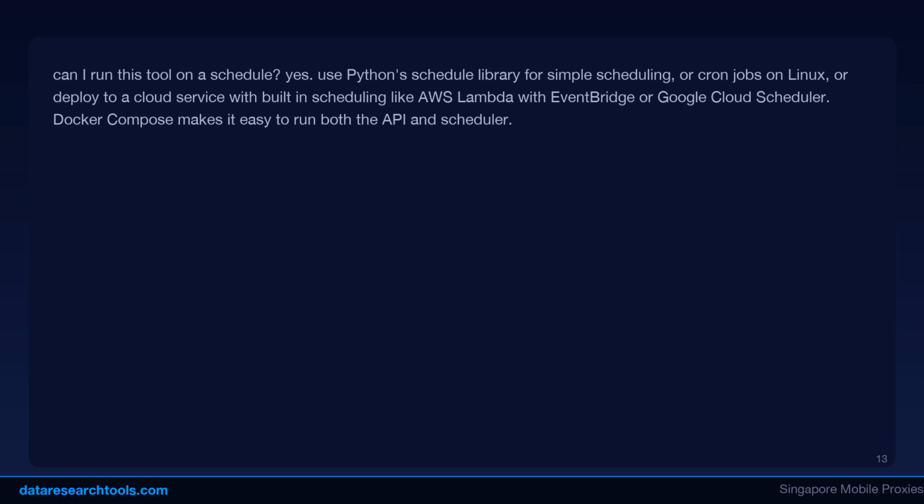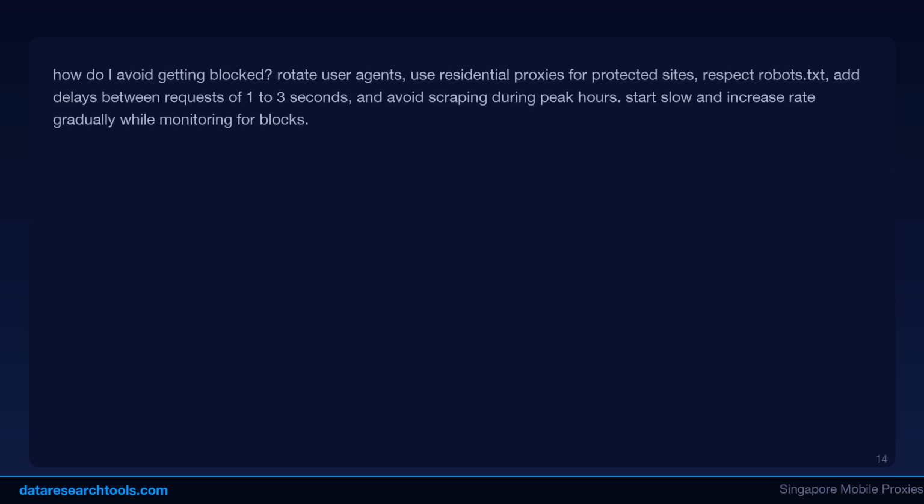Now for some frequently asked questions. How many user agents should I have in my rotation list? A minimum of 20 to 30 different user agents provides good diversity. For large-scale operations, 50 to 100 different strings covering multiple browser versions, operating systems, and device types is better.